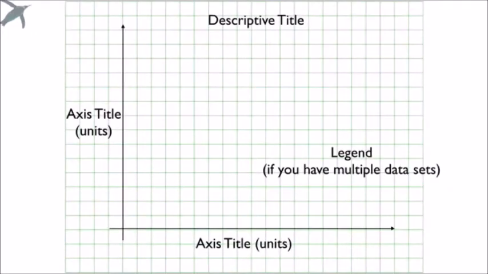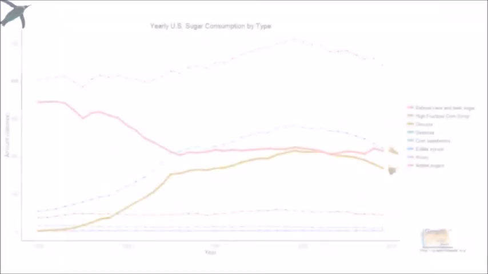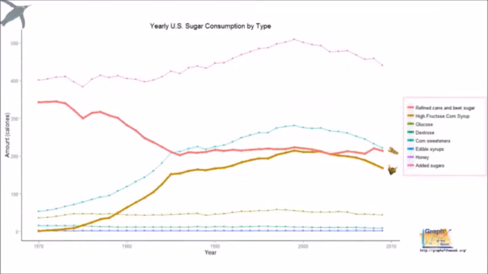Once you have a title, you're going to actually need a legend here if you have multiple data sets. So that basically shows if you have different lines or different bars, what does each line or each bar represent?